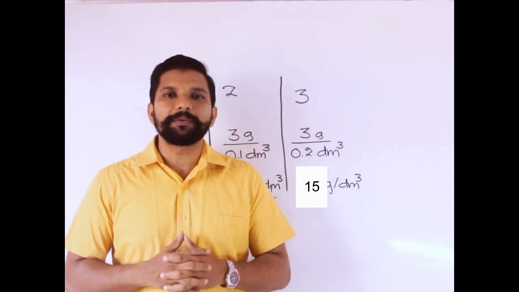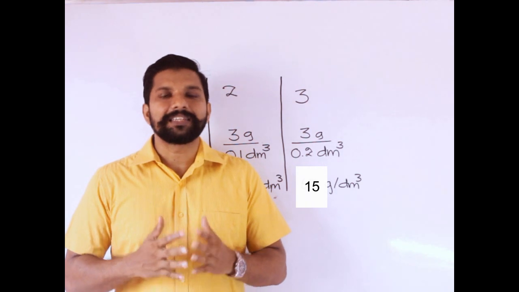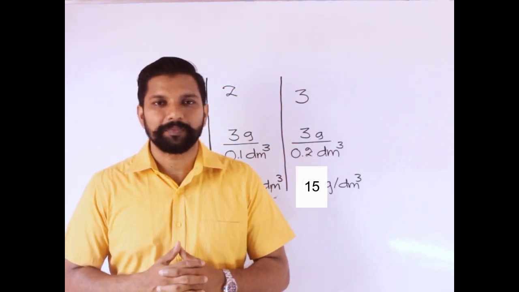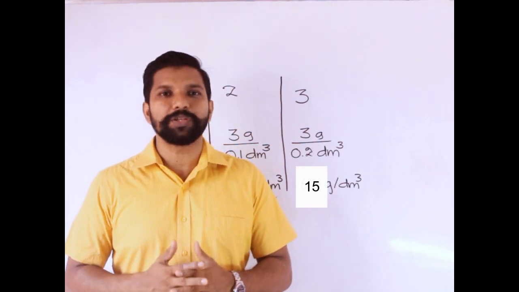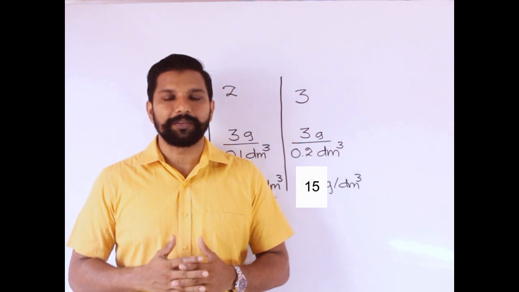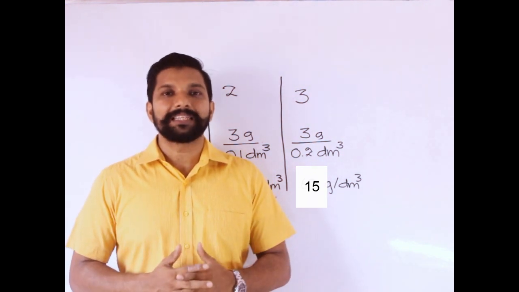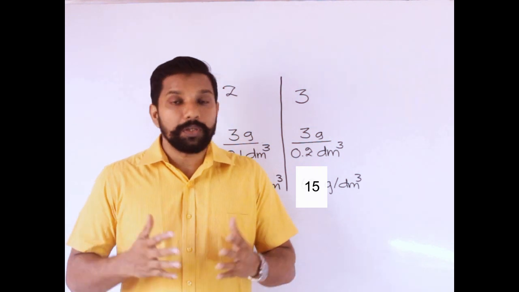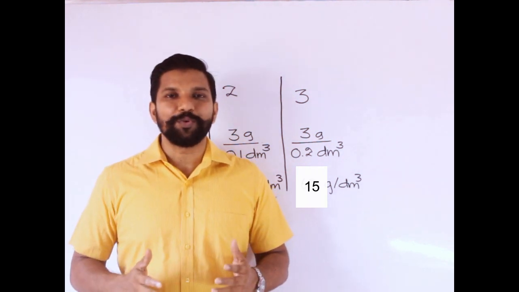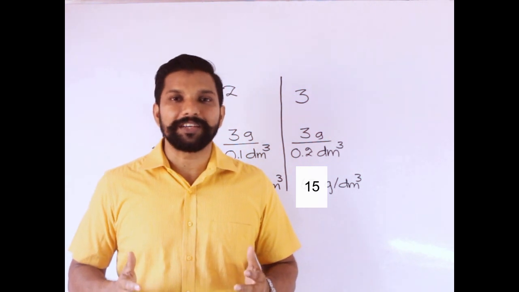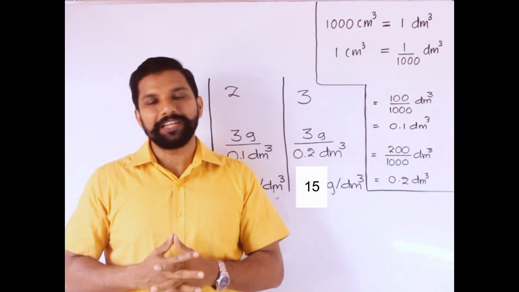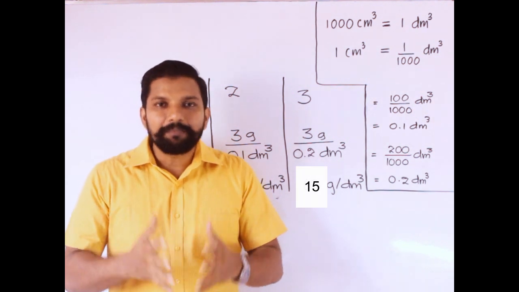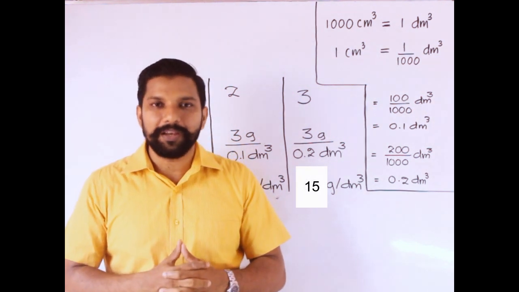From the previous experiment, we realize certain things about concentration. The first thing is the concentration is directly proportional to the amount of solutes dissolved. Second thing is it's inversely proportional to the volume of the solution. Therefore, we can write an equation for the concentration like this. Using the equation we learned, now we'll compare the observations of the previous experiment.